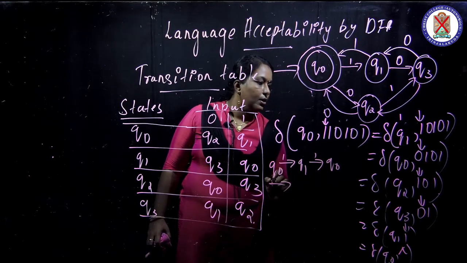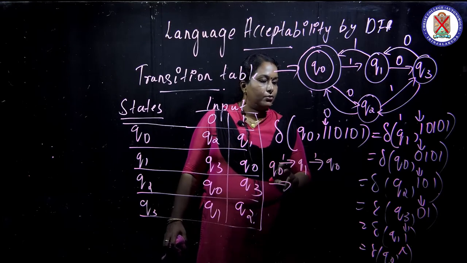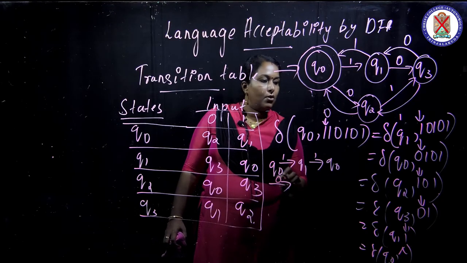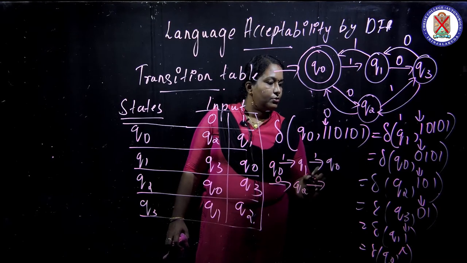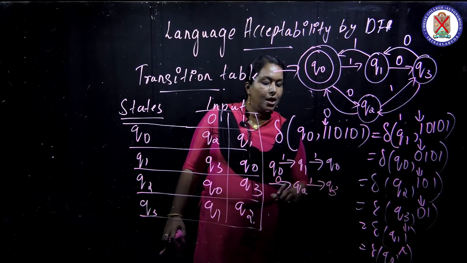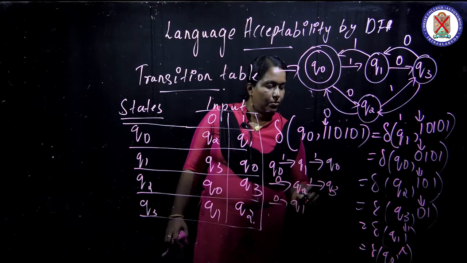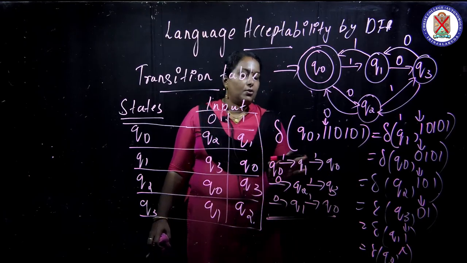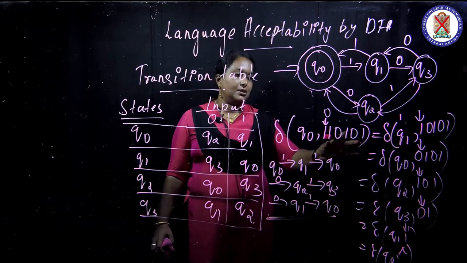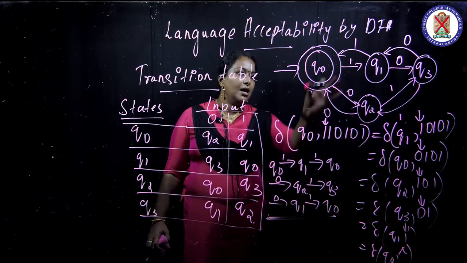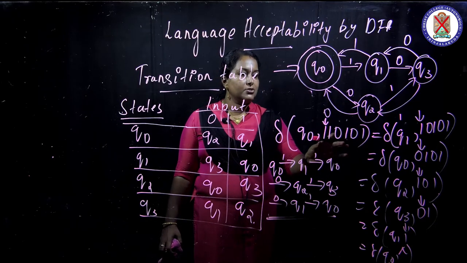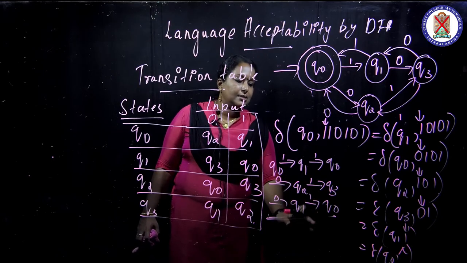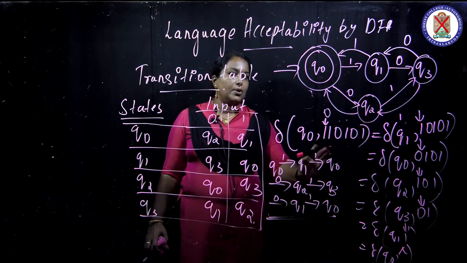Q0 on 1 moved to Q1, Q1 on 1 moved to Q0, Q0 on 0 moved to Q2, Q2 on 1 moved to Q3, Q3 on 0 moved to Q1, Q1 on 1 moved to Q0. These are all the state transitions this string performed in the DFA. Corresponding to every string accepted by a DFA, we have a transition sequence, from Q0 to Q1 to Q0 and so on.